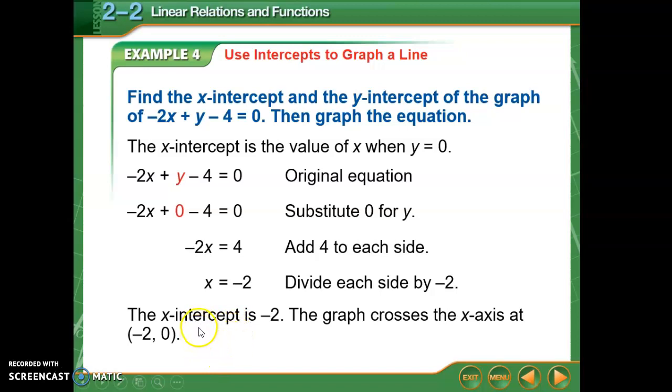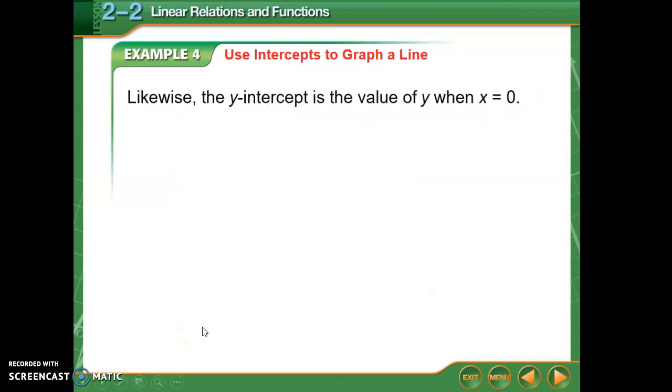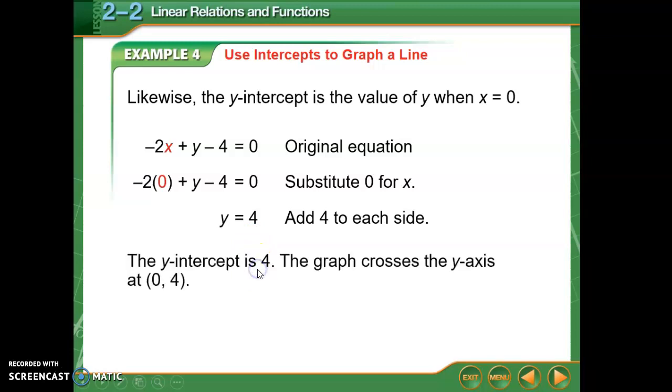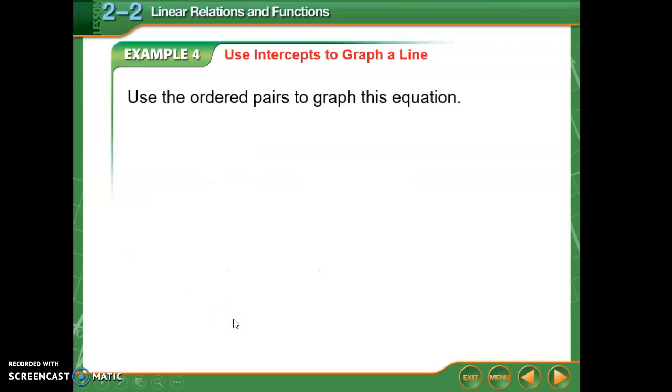So we are going to plug in now to solve for y. Plug in x equals 0. That becomes 0. So y minus 4 equals 0. Add 4 both sides. So y-intercept is 4. So you have your second point, 0 and 4. And then after that, we're going to use those 2 points to form a line. Okay, so we're going to graph.